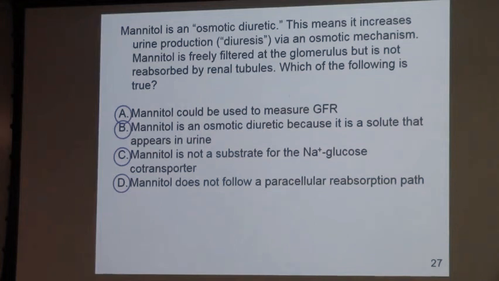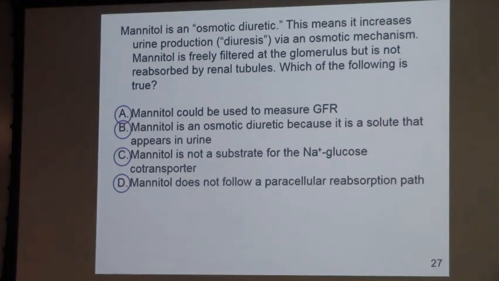Mannitol is not a substrate for the sodium glucose cotransporter. That's got to be true because if it were a substrate for the sodium glucose cotransporter, it would be reabsorbed by the proximal tubule. You could say, well, maybe not. You could poke holes in this one because you could say, well, what if it were a substrate for the sodium glucose cotransporter, but it weren't a substrate for the glucose uniporter? Then it would not get reabsorbed. That would be poking a hole in the point here, but that would show me that you understood it.